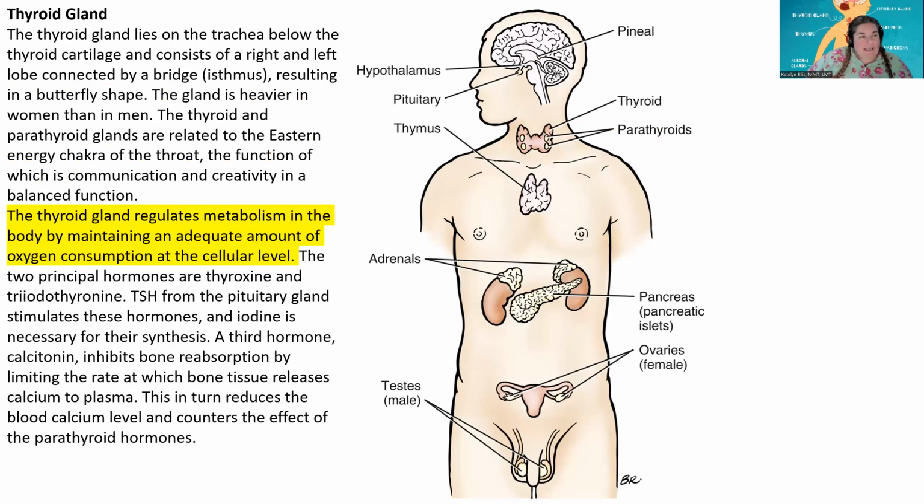The thyroid gland. It lies on the trachea below the thyroid cartilage and consists of a right and left lobe connected by a bridge called the isthmus. It looks like a little butterfly in there. The thyroid gland regulates metabolism in the body by maintaining an adequate amount of oxygen consumption at the cellular level, which is pretty cool.